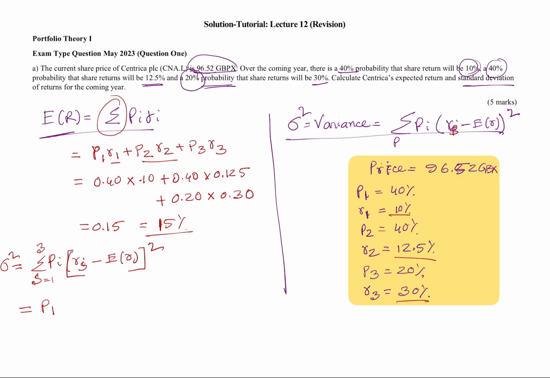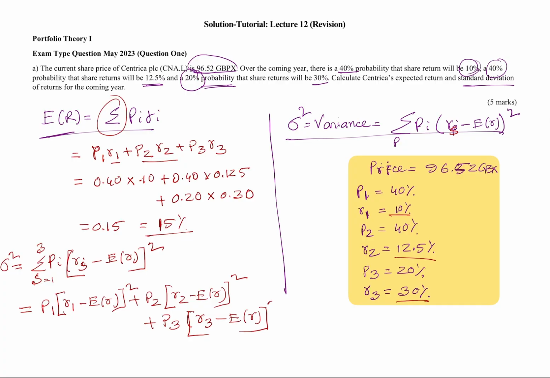So it's P1 times R1 minus expected return, whole square, plus P2 times R2 minus expected return, whole square, plus P3 times R3 minus expected return, whole square. If we add them up together, after plugging in all these values, we get the variance, and then we square root it to get the standard deviation.